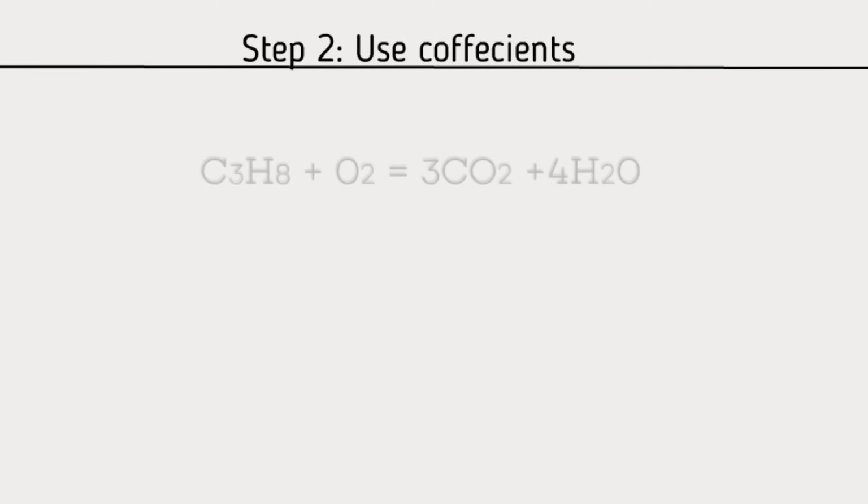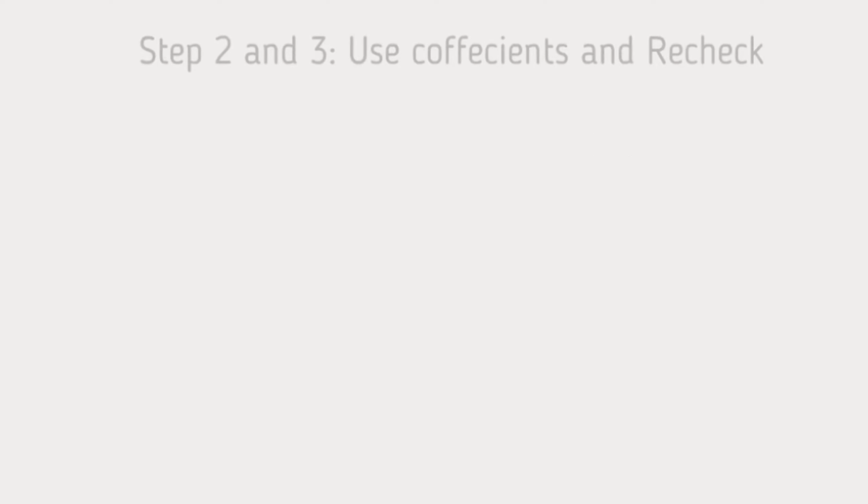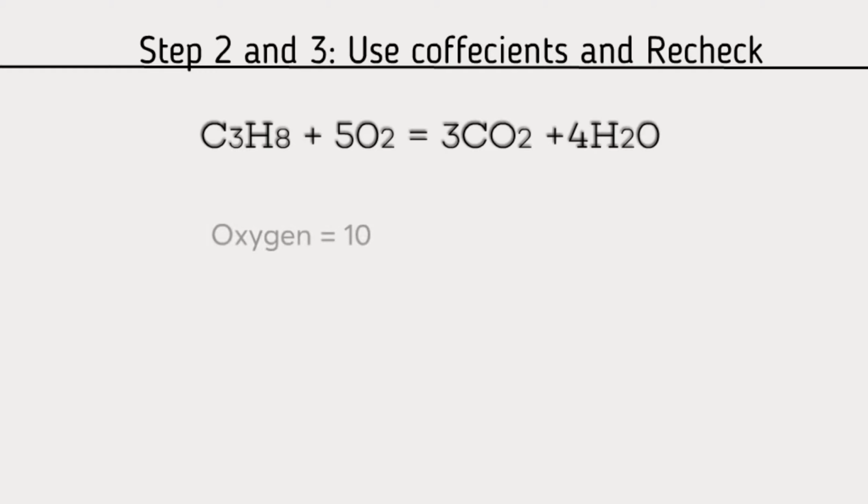The carbon and hydrogen atoms are balanced. But now, we have 10 oxygen atoms on the right and only 2 on the left. Step 3. Fine-tune the equation by adjusting the coefficients to balance the remaining elements. To balance the oxygen atoms, we'll need to adjust the coefficient in front of O2. In this case, let's use a coefficient of 5 to have 10 oxygen atoms on both sides.